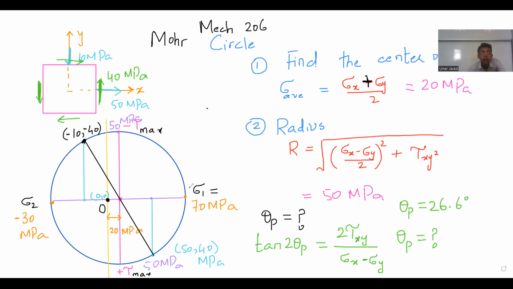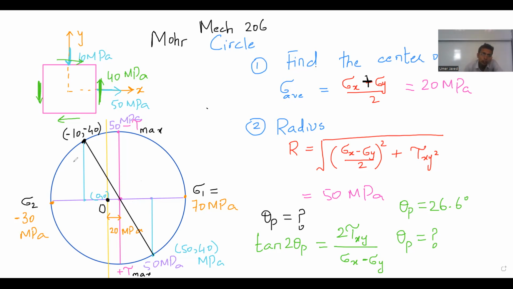Okay. Now, the biggest question is, can we find this theta p from the Mohr circle? The answer is yes. What this theta p tells you is where your principal plane lies with respect to what is given to you in terms of the stress x and stress y. So 26.6 degrees means that you have to go anti-clockwise, right? And you will find the principal plane.